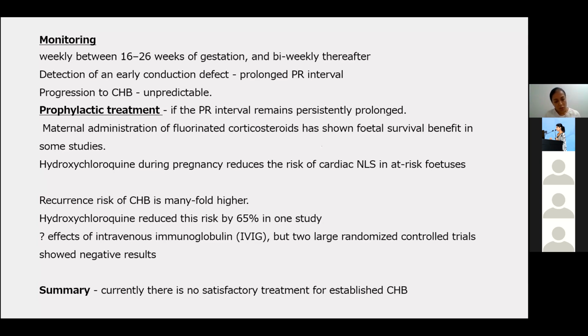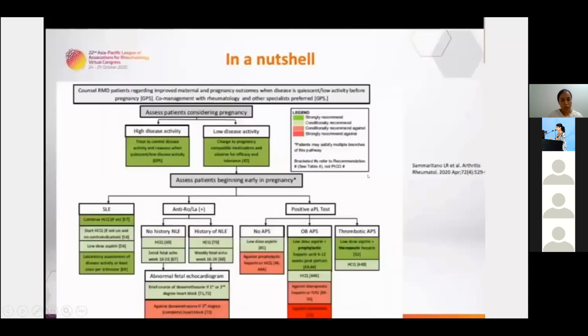And the recurrence risk of congenital heart block is many-fold higher. And hydroxychloroquine reduces this risk by 65%. And in some studies, they have used intravenous immunoglobulin, but it showed negative results. Unfortunately, currently, with all that monitoring, there's still no satisfactory treatment for established congenital heart block. So this, I'm sorry, this slide is not very clear.